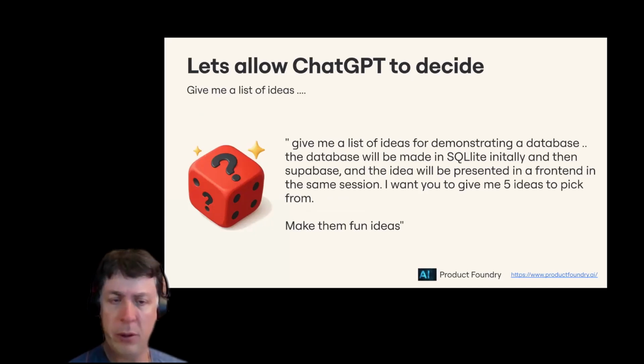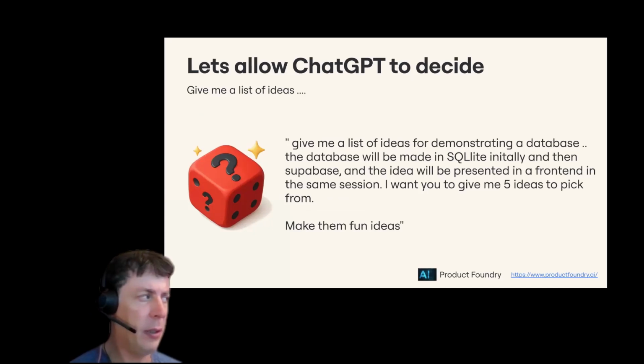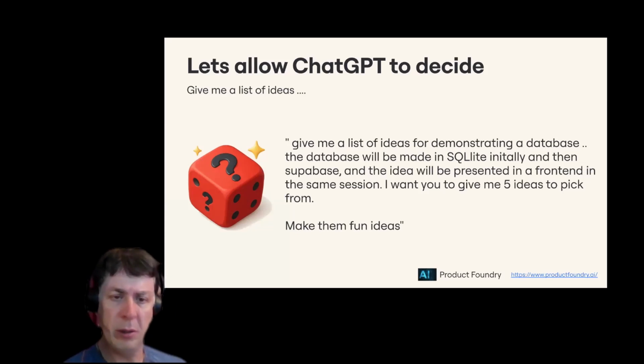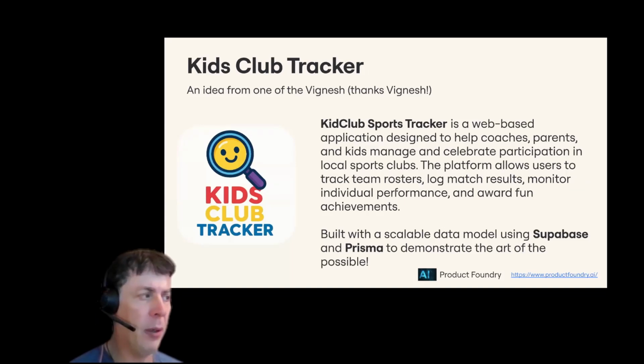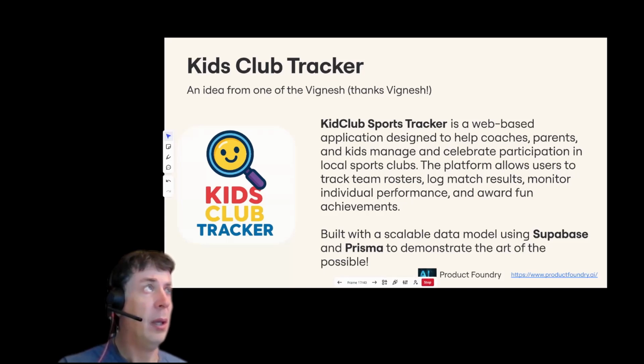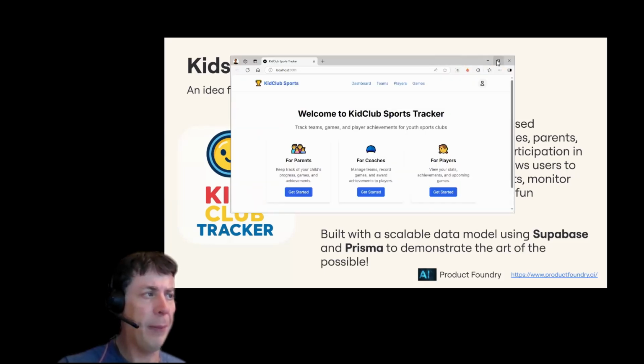We were going to come onto this call and allow ChatGPT to decide. So, give me a list of ideas to come up with. But what actually happened was someone on the call, Vignesh, thank you very much for your input, suggested a KidClub Sports Tracker. So we fed that into the system, and I'll just show you the front-end application that's come out of that.